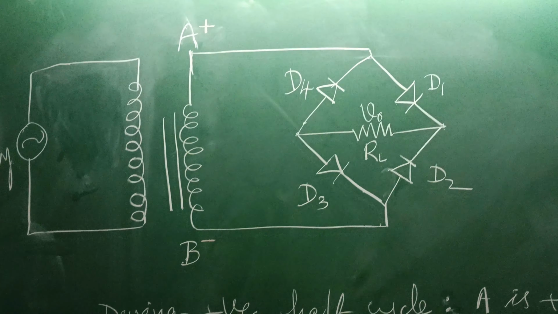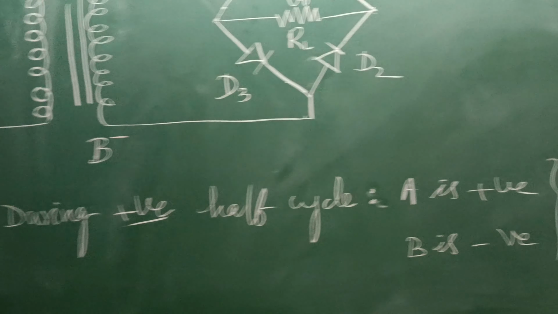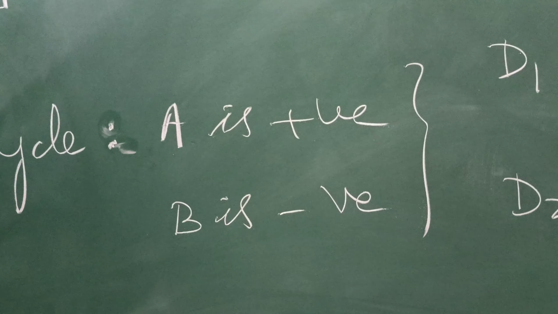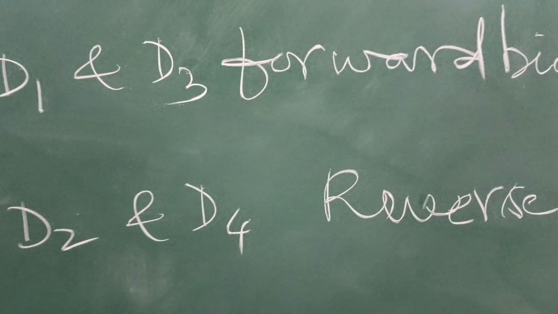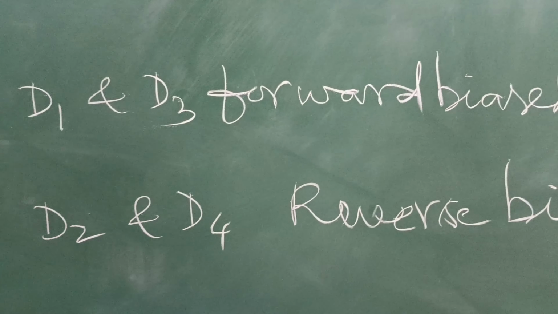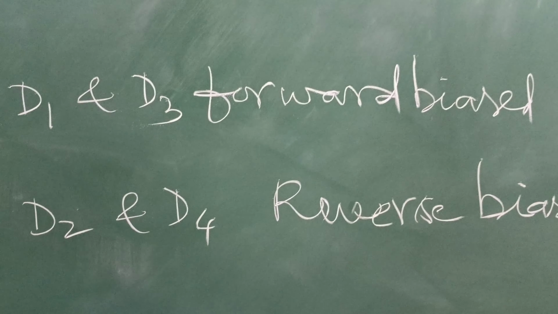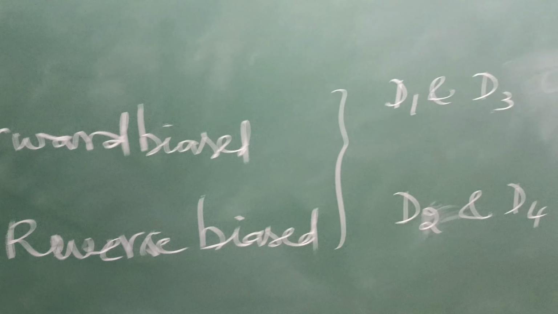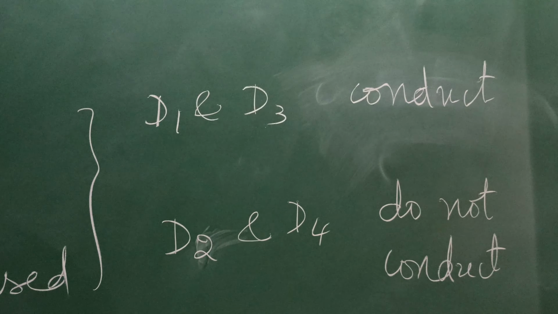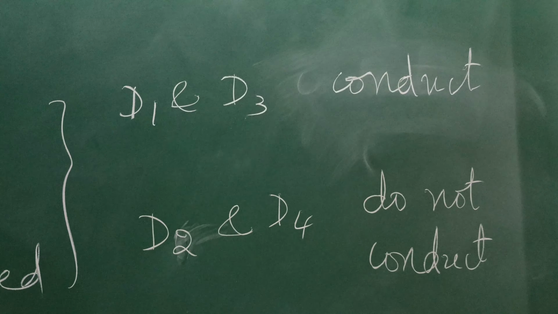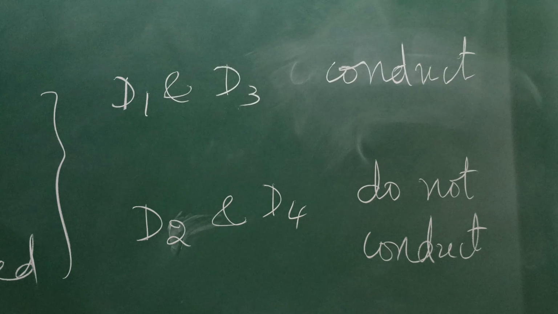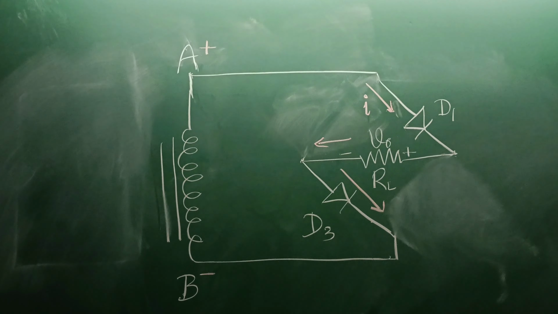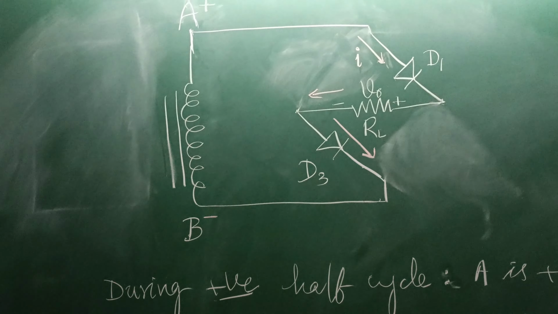During positive half cycle, terminal A is positive and terminal B is negative, which makes diodes D1 and D3 forward biased, D2 and D4 reverse biased, and hence diodes D1 and D3 will conduct, D2 and D4 do not conduct. This is the equivalent diagram during positive half cycle.